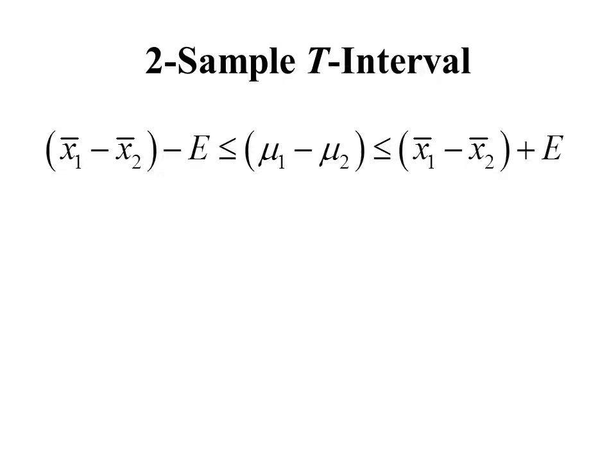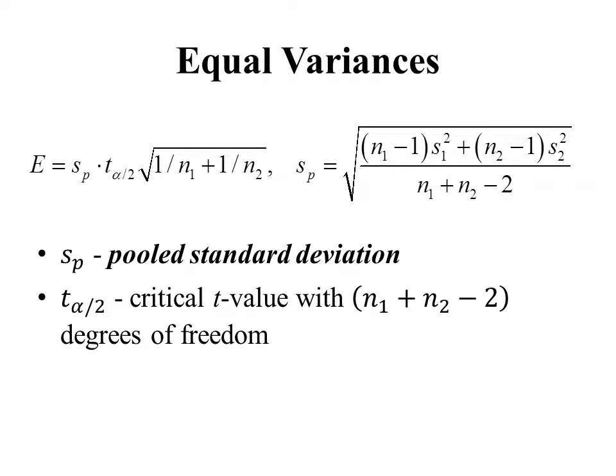We're going to start off by calculating sample means, and then we're going to calculate a margin of error. We're going to subtract the sample means. That difference is a point estimate of the difference of the population means that we're trying to estimate. So we take that point estimate, subtract the margin of error, and then add the margin of error, and that's going to give us our confidence interval. But how that margin of error is calculated depends on the assumption we make about our population variances.